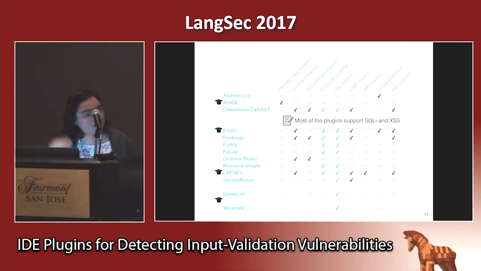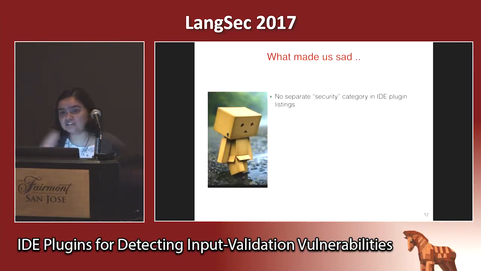So I described what tools we found and what information we found about those tools. Now, what made us sad is this whole process. The first problem we noticed is that there is no separate security category in the IDE plugin listings. So if a developer wants to find security tools, they need to go through a lot of code analysis tools to figure out which one actually provides security functionality.